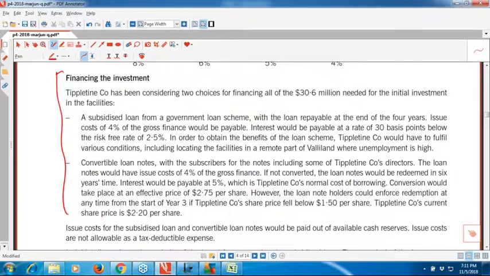When we talk about the concept of financing the investment, it says Triple 18 has been considering two choices for financing all of the 30.6 million needed for the initial investment in the facilities. It says a subsidized loan from the government loan scheme, with the loan repayable at the end of the 4 years. So there is going to be a government scheme where the loan is repayable in 4 years' time. It says an issue cost of 4% of gross finance would be payable.